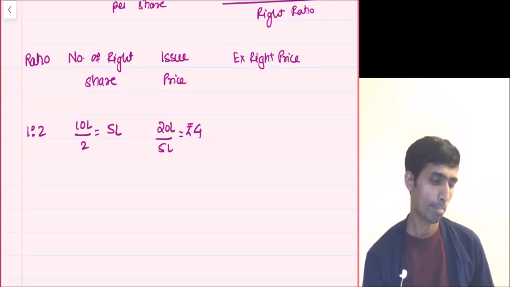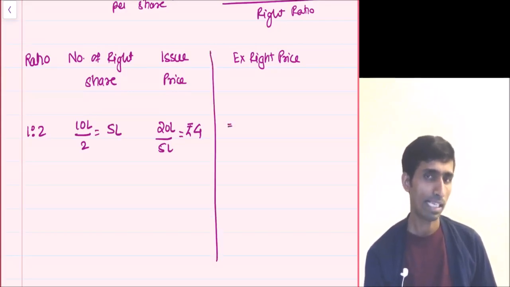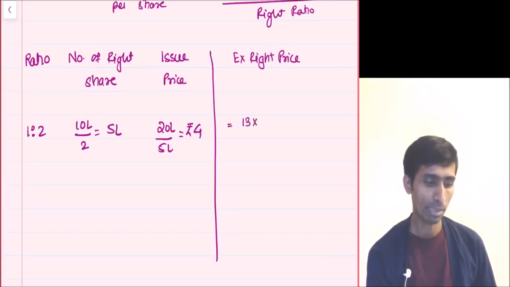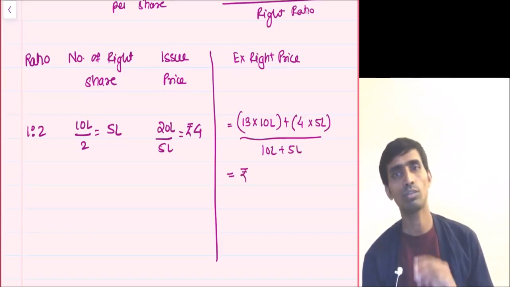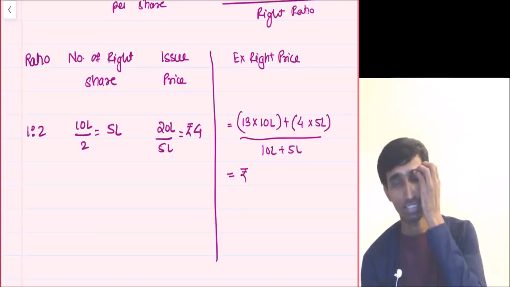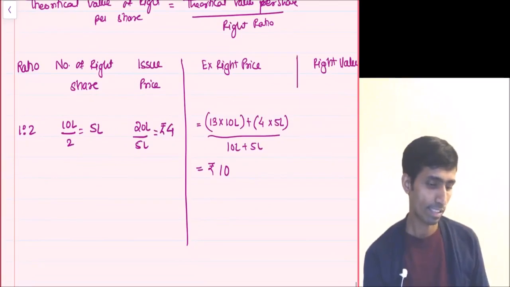Now I'll apply the formula we wrote above. Current price is 13 multiplied by existing shares, 10 lakhs, plus subscription price 4 multiplied by new shares 5 lakh, means again 20 lakhs, divided by 10 lakh shares plus new shares 5 lakh, 15 lakhs. Check what is the value. Rupees 10.